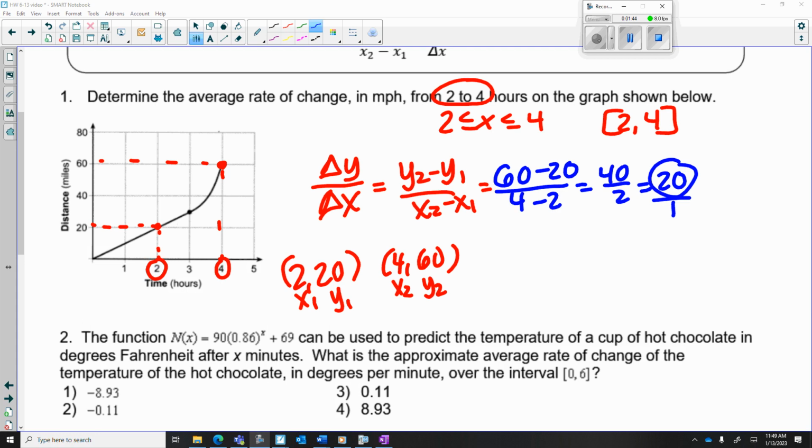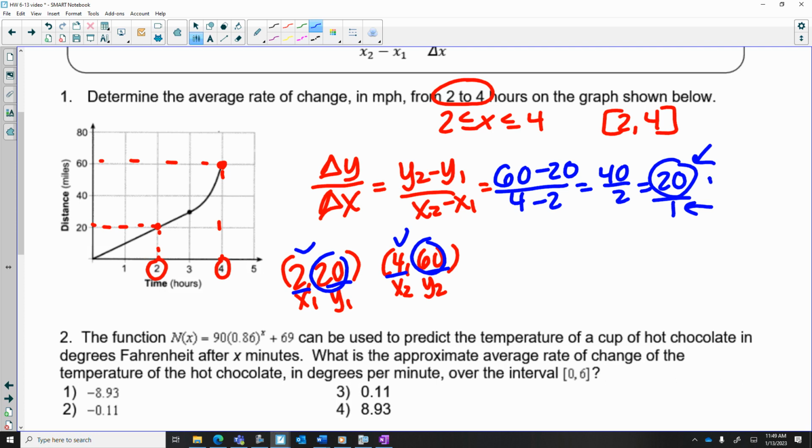Okay, so I set up my equation. I did 60 minus 20, and I did 4 minus 2. 60 minus 20 is 40, 4 minus 2 is 2, and I got 20. So this means for every 1 unit increase of x, the y values are increasing by about 20 units on average over the interval. So basically the distance in miles traveled in this question is increasing by about 20 miles for every 1 hour, on average. The average speed is 20 miles per hour, okay?